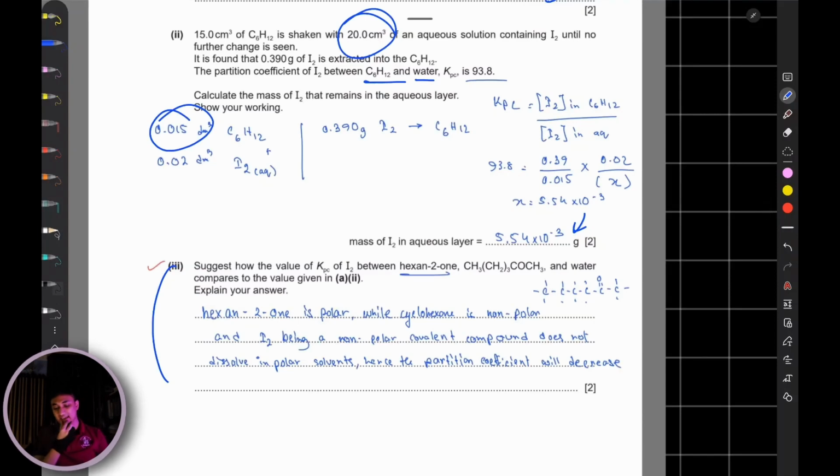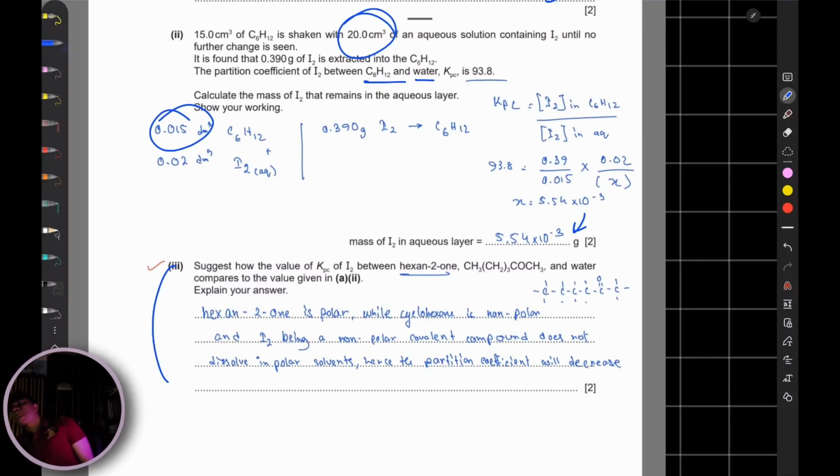Okay? So, they're asking you, suggest how the Kpc value of iodine between hexan-2-one, CH3CH2CH2CH2COCH3, that is hexan-2-one, and water compares to the value given in A2.